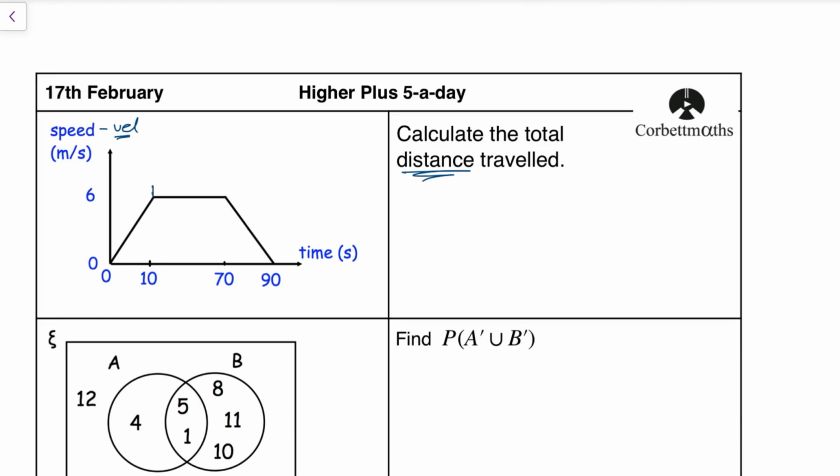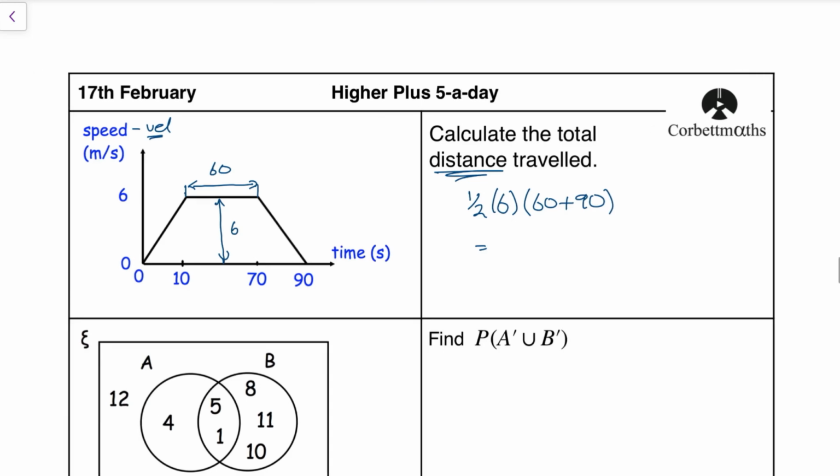Now I'm going to do something which most people don't use, which is the trapezium, something that's good to get used to. So I know 70 minus 10 means this is 60. I know the bottom line is 90, and the height from the graph on the side is 6, which means the distance travelled is going to be a half times 6, so half the height plus the sum of the parallel sides, if we know that rhyme from primary school. Either do it in your head or get your calculator out, and that's 450 meters. First question done.